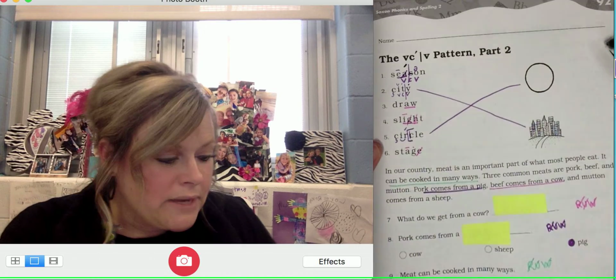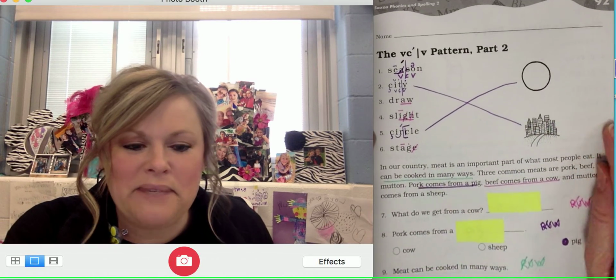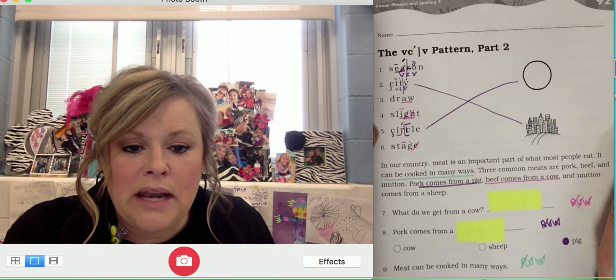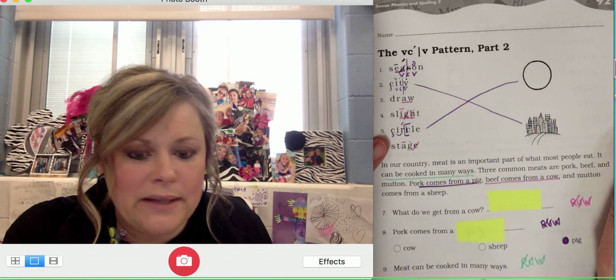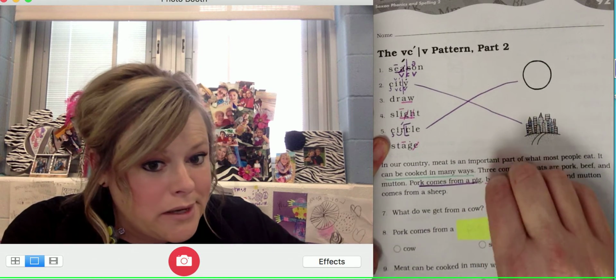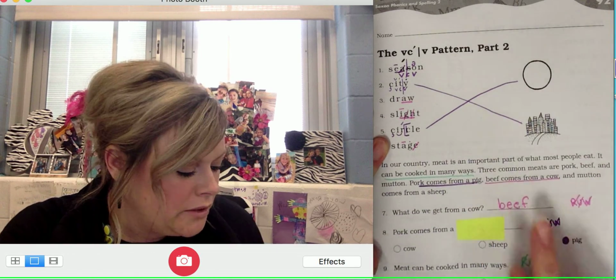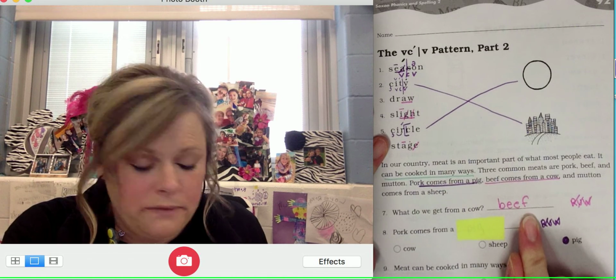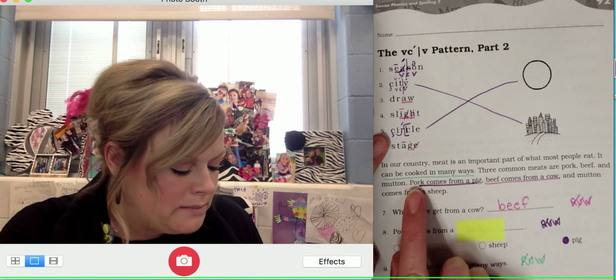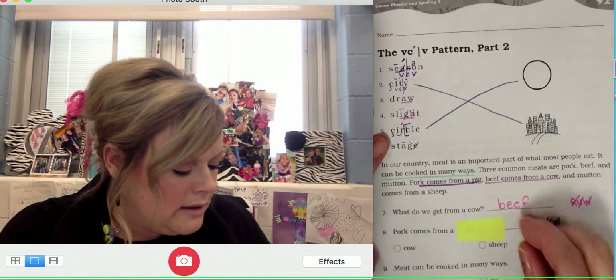Okay, you read about meat today. So we learned all about meat from this paragraph. Number 7, what do we get from a cow? It's right there. Beef comes from a cow. So I really hope you have beef. No room for a complete sentence, so I just wrote beef. Pork comes from a, right here it is in purple, pork comes from a pig.